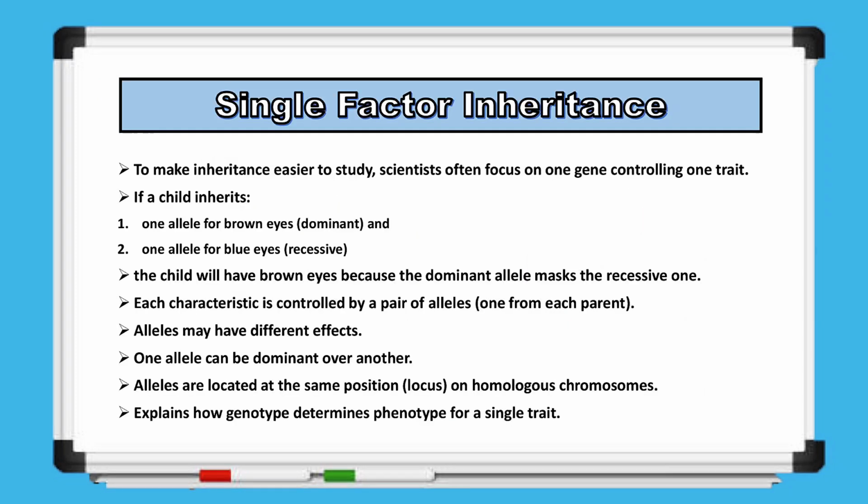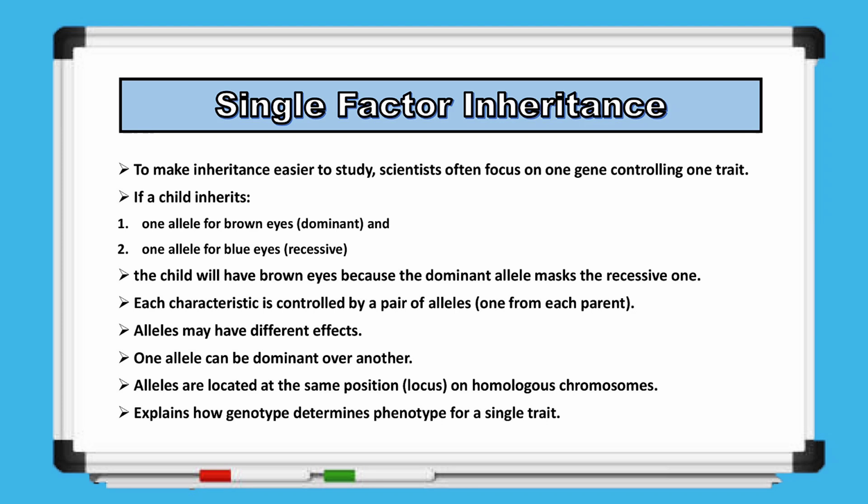Now let us first understand the concept of single-factor inheritance. To make inheritance easier to study, scientists often focus on one gene controlling one trait at a time. For example, if a child inherits one allele for brown eyes, which is dominant, and one allele for blue eyes, which is recessive, the child will have brown eyes. This is because the dominant allele masks the effect of the recessive allele.